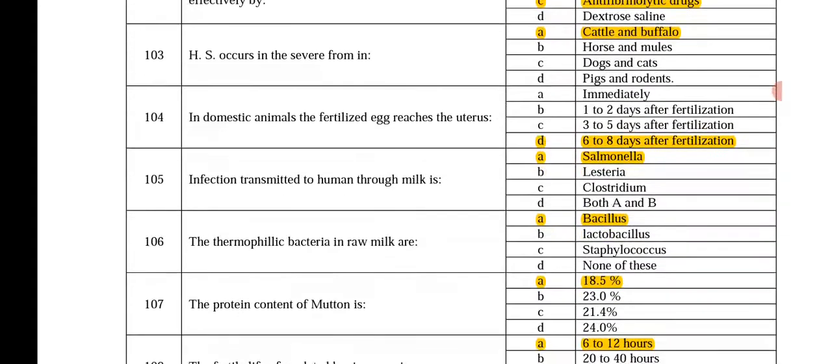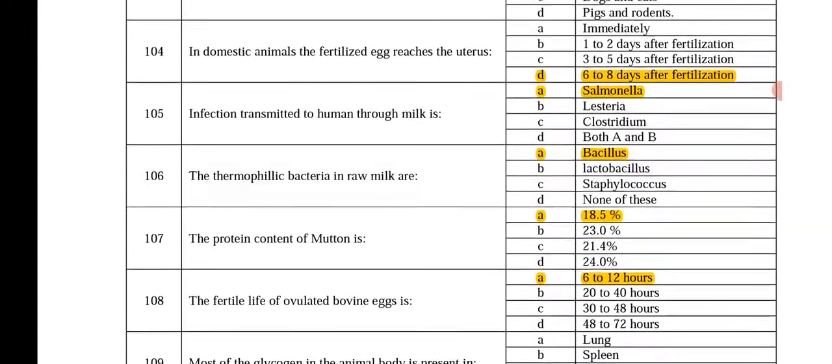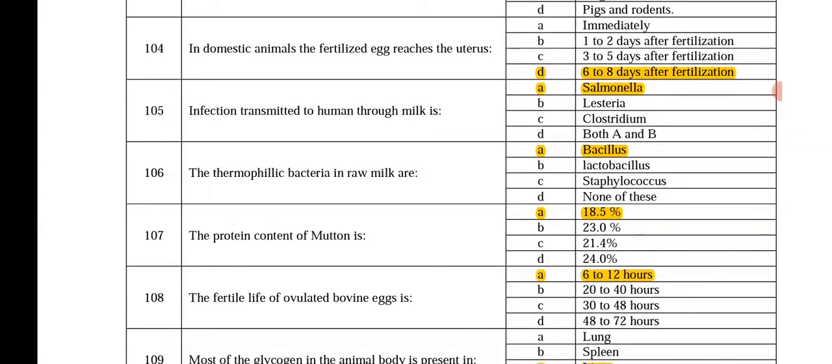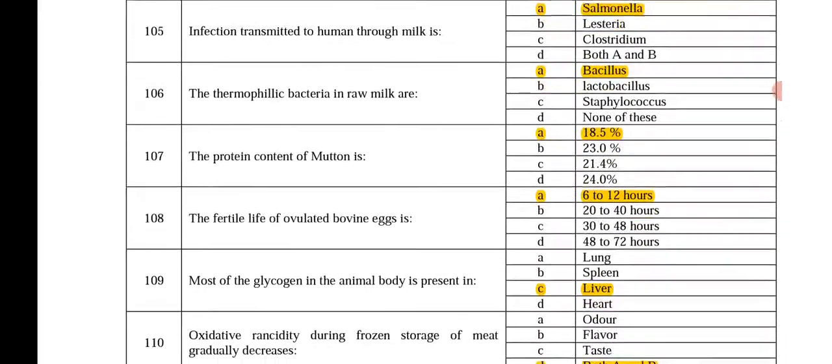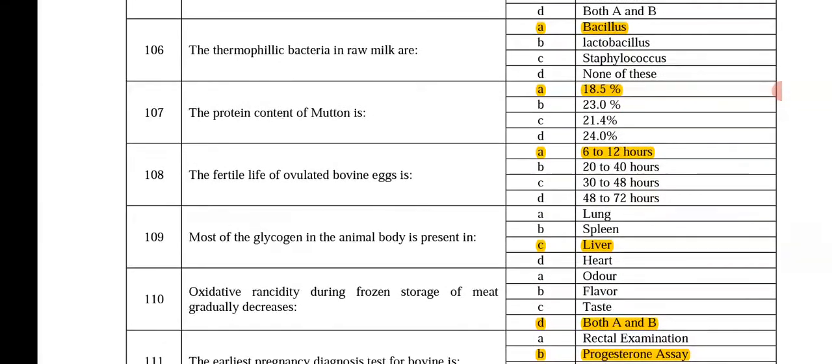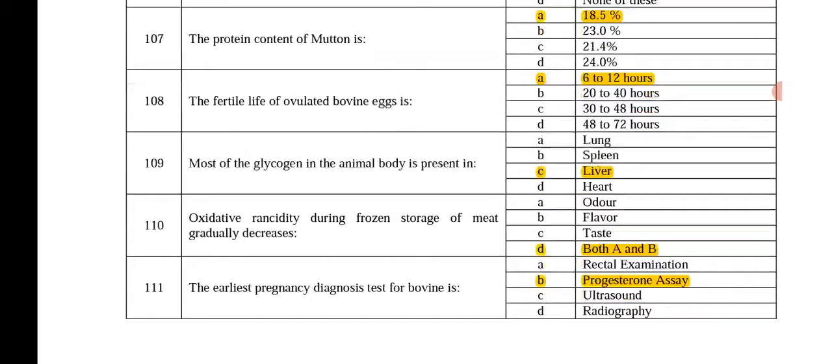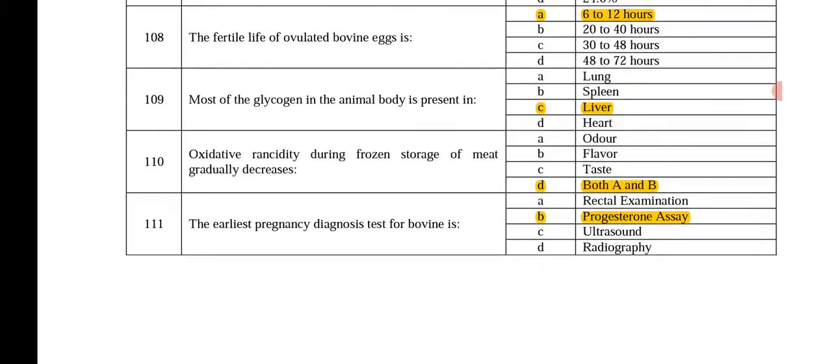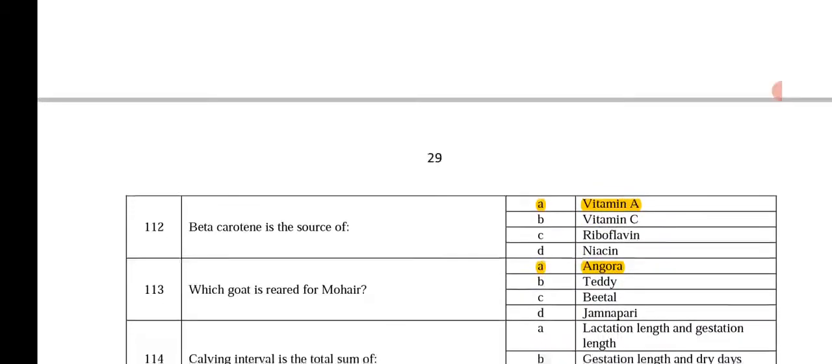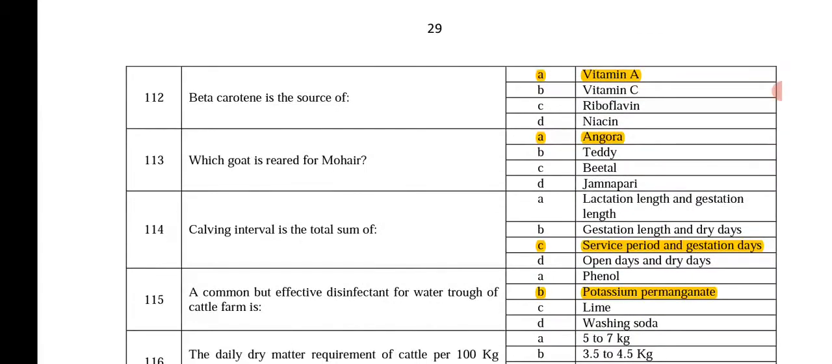The thermophilic bacteria in raw milk are Bacillus. The protein content of mutton is 18.5%. The fertile life of ovulated bovine eggs is 6 to 12 hours. Most of the glycogen in animal body is present in liver. Oxidative rancidity during frozen storage of meat gradually decreases both A and B odor and flavor. The earliest pregnancy diagnosis test for bovine is progesterone assay. Beta carotene is source of vitamin A. Which goat is referred for mohair? Angora.